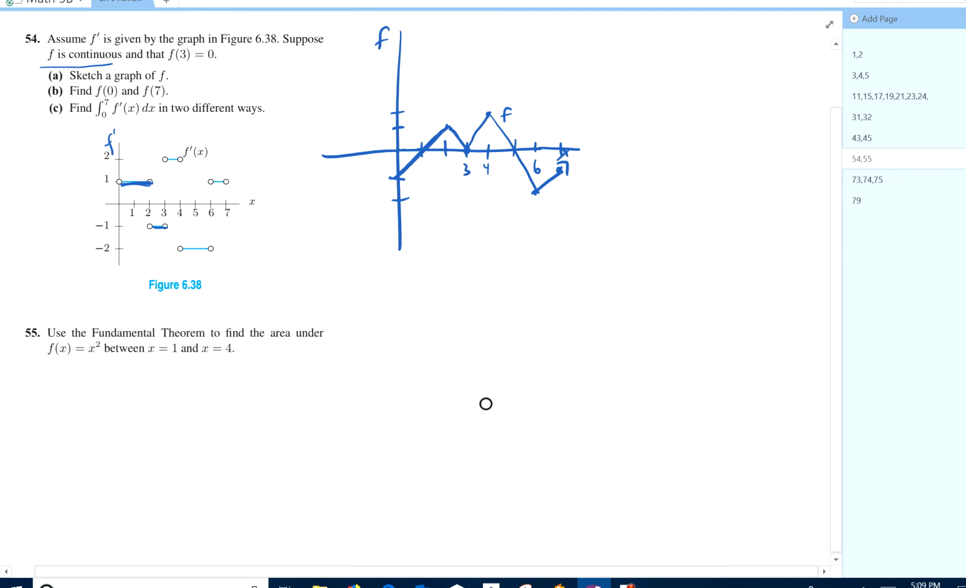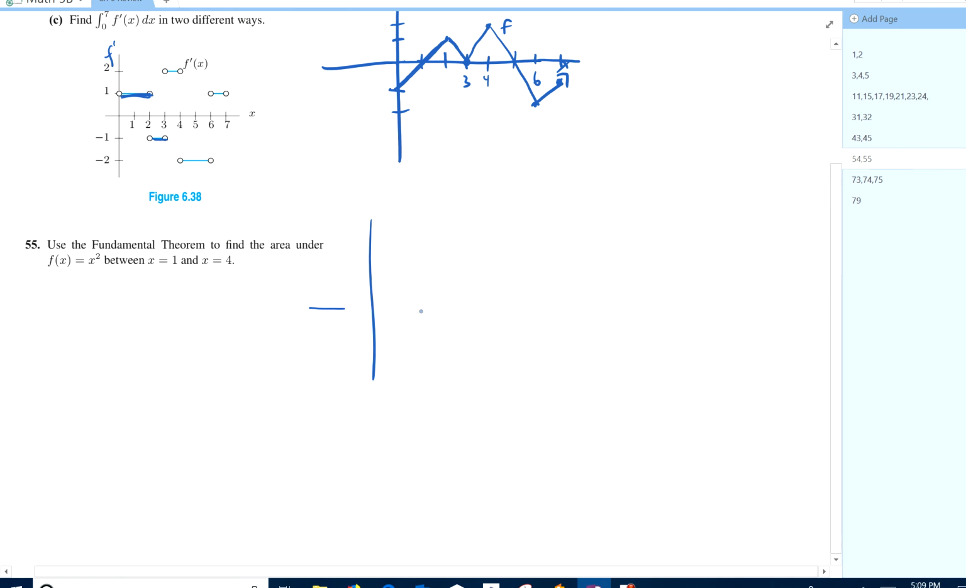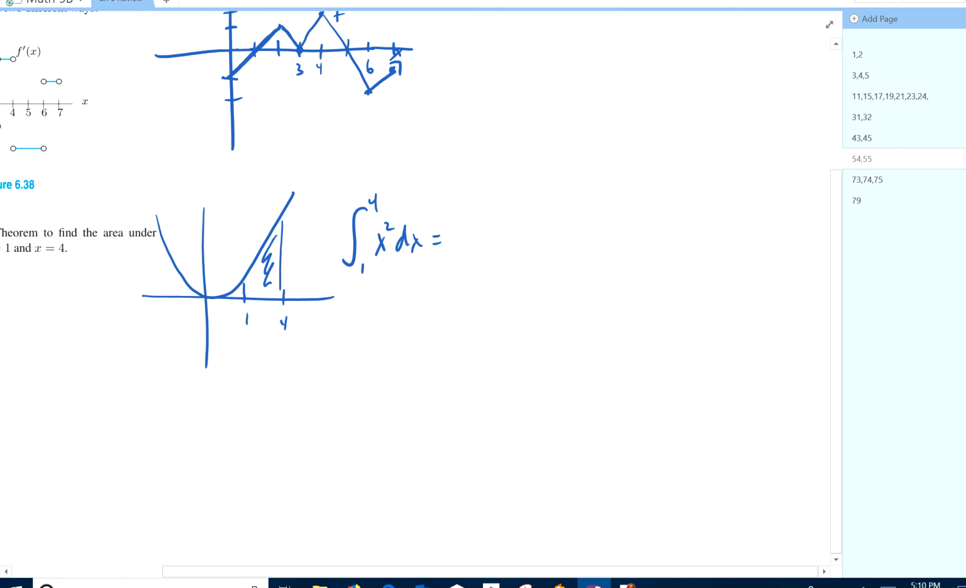Okay, 55. Use the fundamental theorem of calculus to find the area under the curve. So here's x squared from 1 to 4. We want to know what this area is. Well, the integral from 1 to 4 of x squared dx. See, we've used this already today quite a bit. x cubed over 3 from 1 to 4, which is 4 cubed over 3 minus 1 cubed over 3. 4 times 4 is 16 times 4, so 64 over 3 minus 1/3, which is 63 over 3, which is 21 square units.